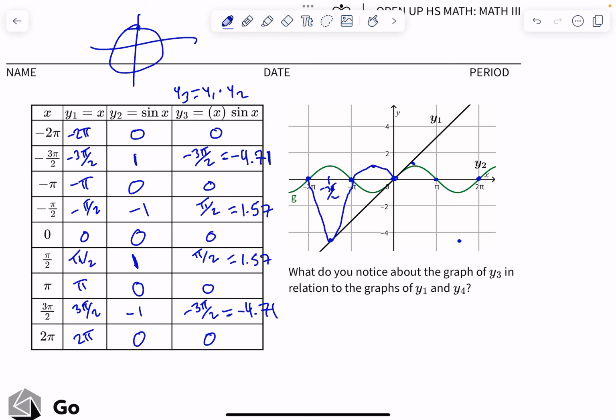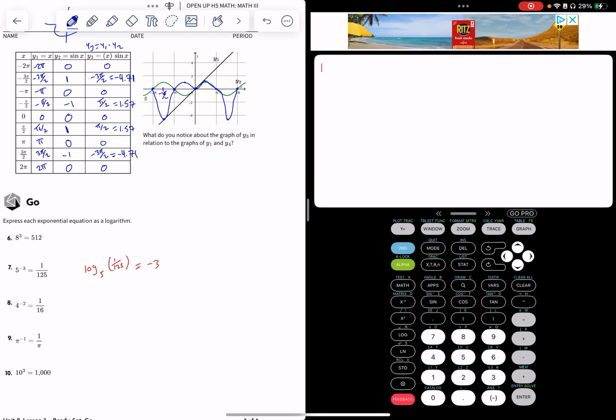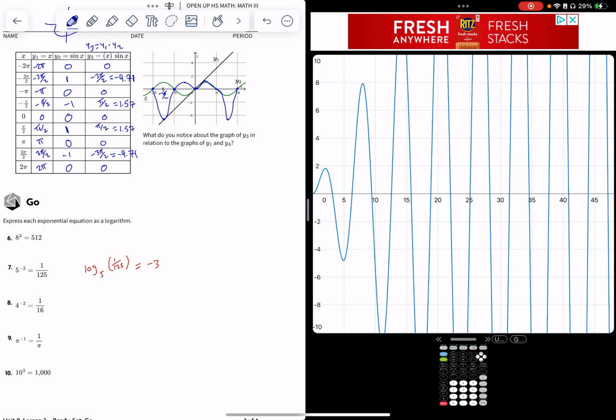Here, here. Wait, am I missing a point? No, I'm not. Here, here, here, here. Okay, so that doesn't look as pretty as I thought it was going to be, which is totally fine. But now let's graph this in our graphing calculator. So let's clear those up. And then here we're supposed to have x times sine of x. Okay, let's graph this.